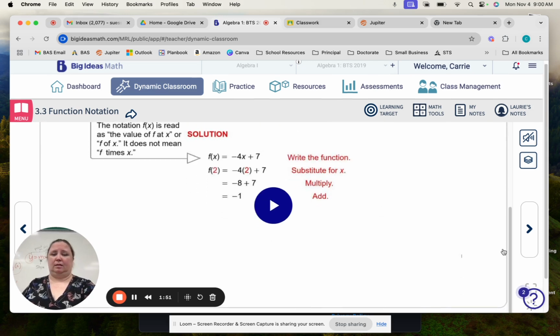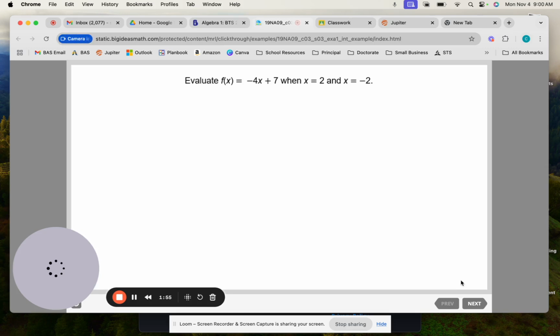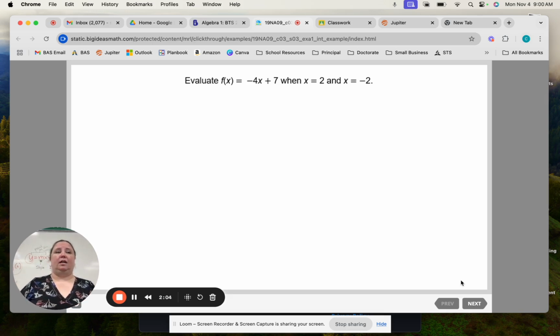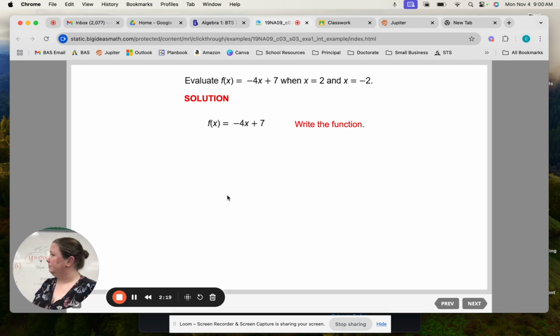Let us do example 1. It tells you evaluate f of x equals negative 4x plus 7 when x equals 2 and when x equals negative 2. So we're going to solve this function 2 times. So all you do is write the function. Go ahead and write this in your journals. Example 1. And then it told us to do x equals 2 and negative 2.